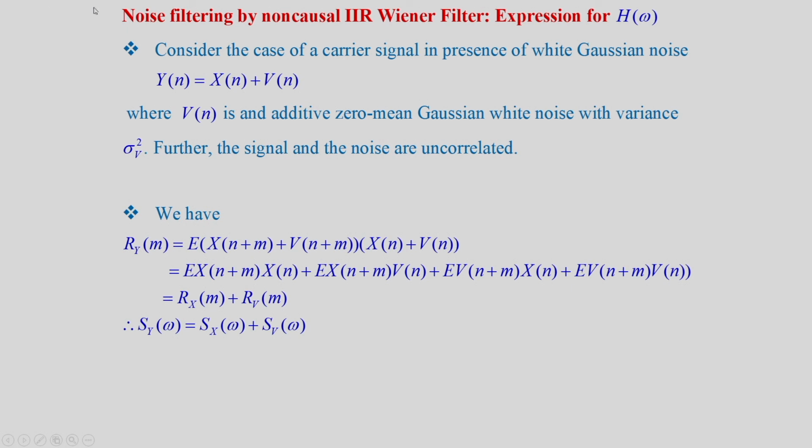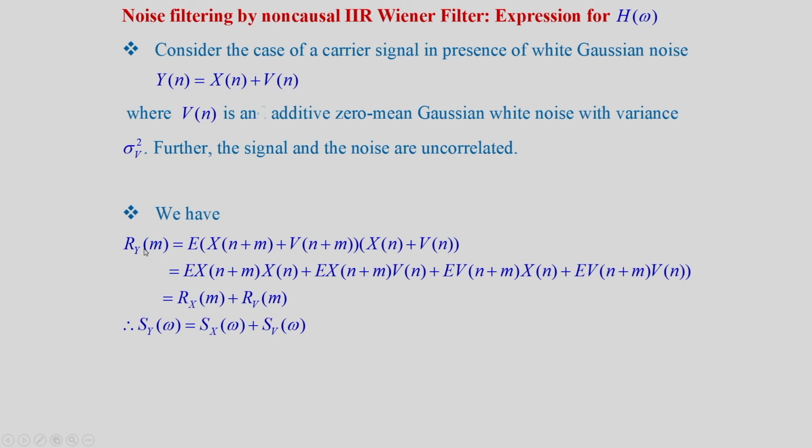We will consider the case of noise filtering by non-causal IIR Wiener filters. Consider the case of a carrier signal in presence of white Gaussian noise, that is y n is equal to x n, a sinusoid, plus v n, where v n is an additive zero mean Gaussian white noise with variance sigma v square. So, this variance is sigma v square. Further, the signal and the noise are uncorrelated, this we assume.